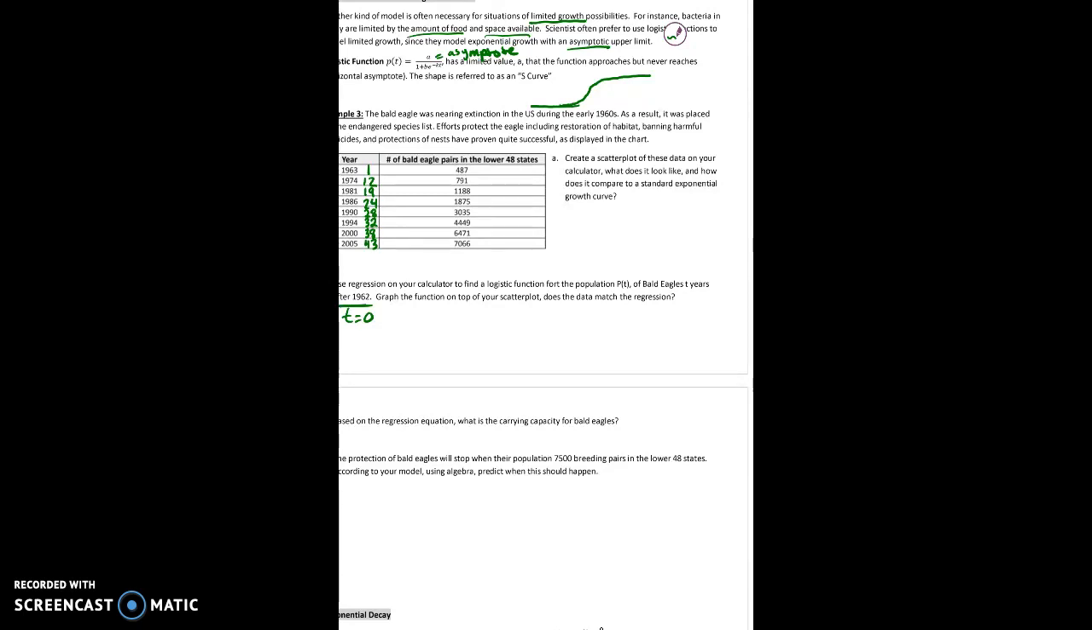So we can say the growth slows at the end. So what we had was exponential, and then it slowed down. And so what that leads me to believe is this is not an exponential function, but it is a logistic function. So instead of doing an exponential regression, we are going to do a logistic regression.